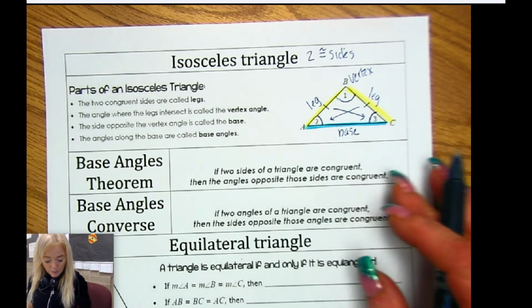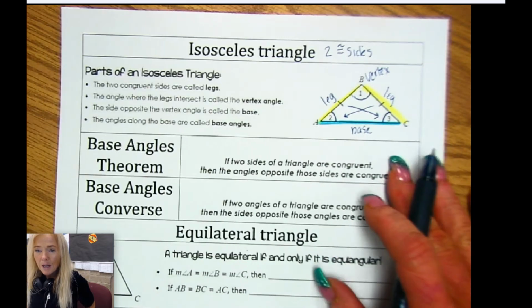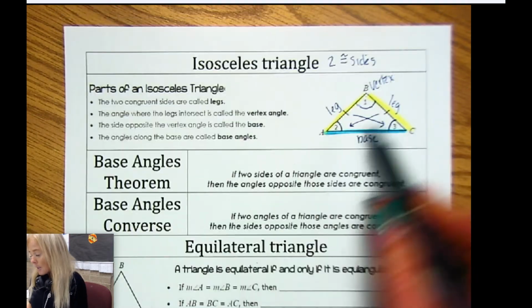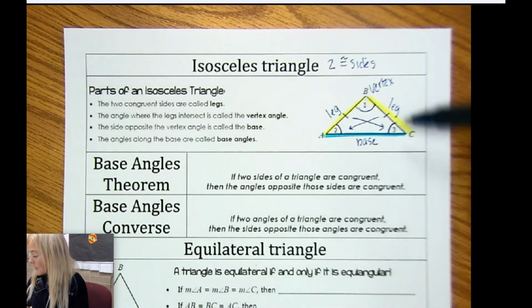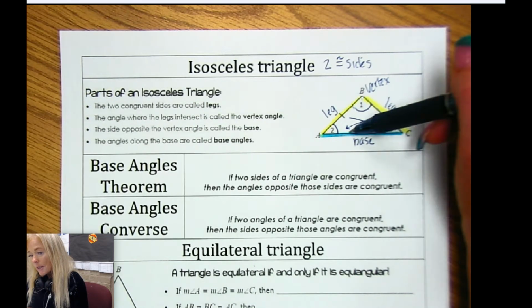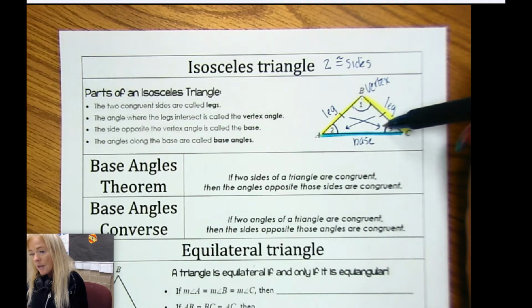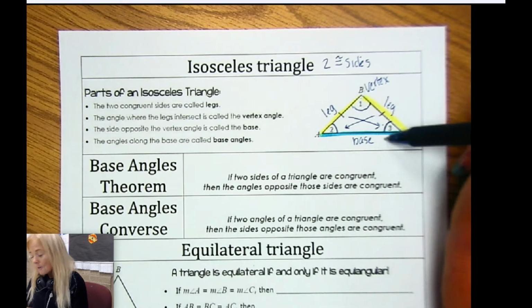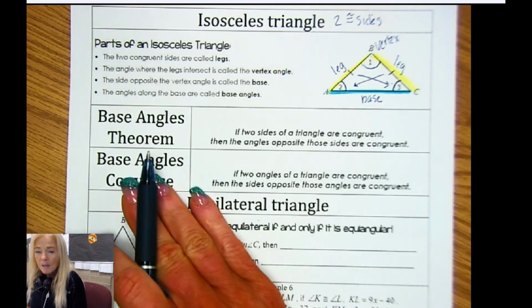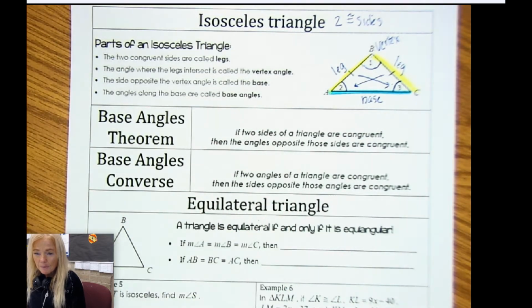And those are the important parts that we have when we're dealing with isosceles triangles, is that we have two legs and a base. Okay? Across from the base is the vertex. Across from each leg are base angles, and the base angles are congruent. And of course, we know that isosceles triangles have the legs congruent also. So with that, we have the base angles theorem and the base angles converse.